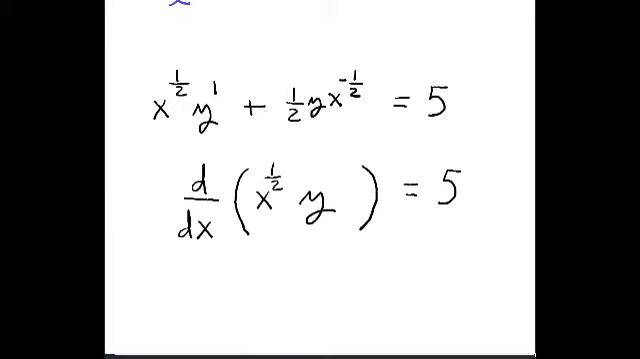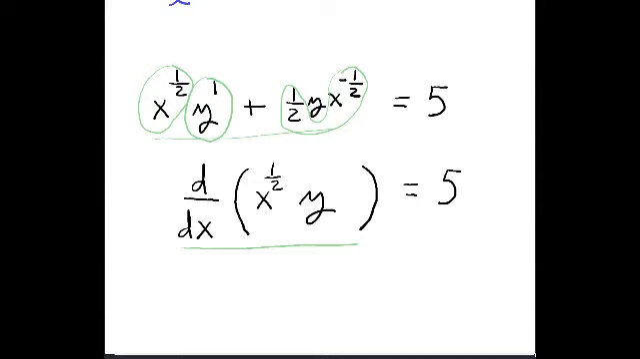If I were to differentiate this thing, let's make sure we get this. We get the first function, x to the 1/2, times the derivative of y, plus the derivative of x to the 1/2, which is 1/2 x to the minus 1/2, times y. That's split up here, but that's fine.